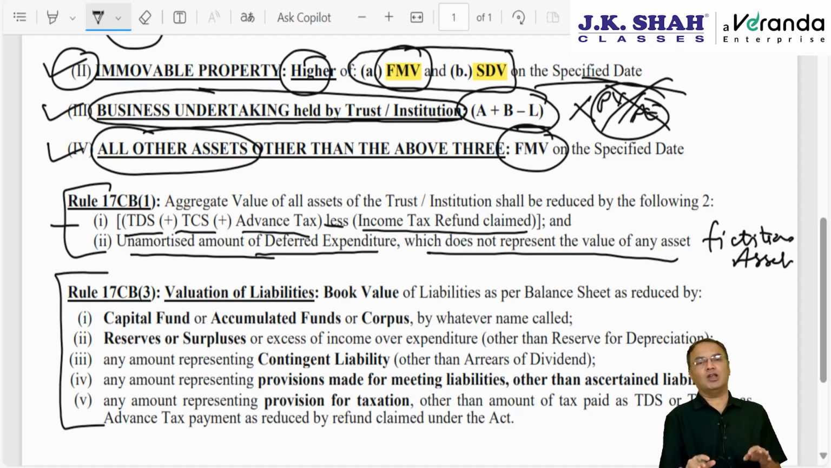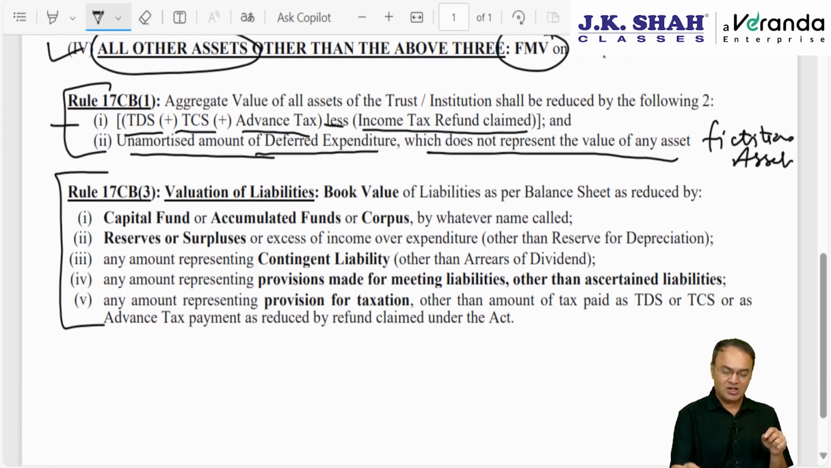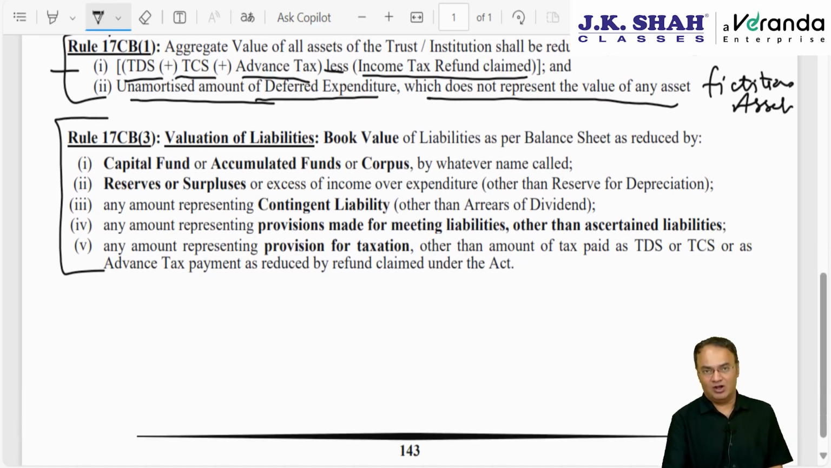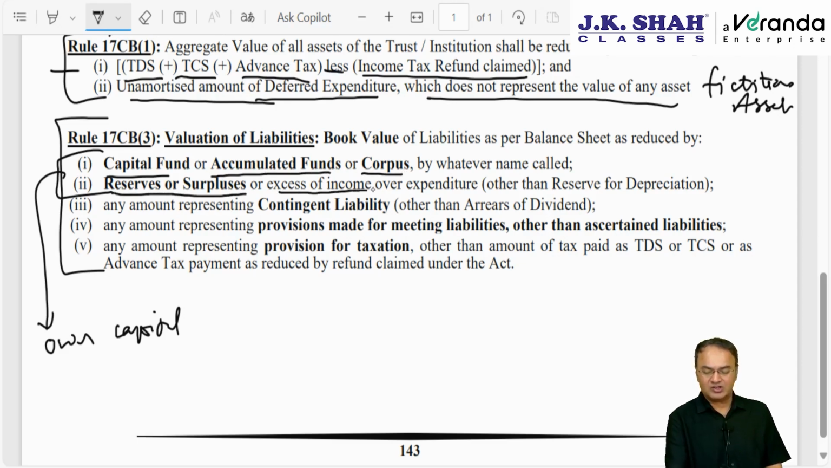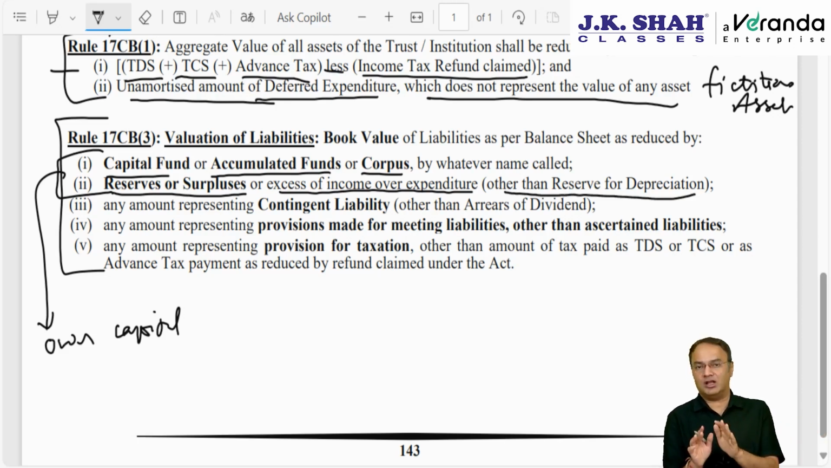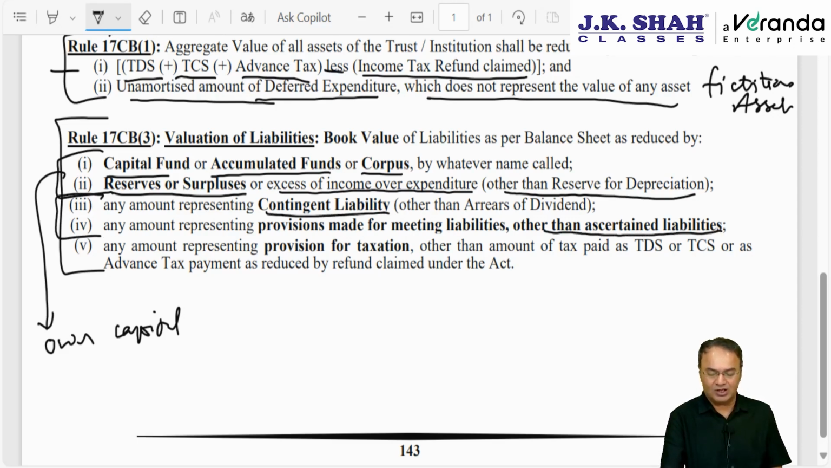Liability shall be as per book value, but shall not include the following 5 liabilities. From the liability, subtract the following 5. First 2 are in the form of own capital, meaning thereby capital fund or accumulated fund or corpus fund, by whatever name you call it. Second is reserves and surplus or excess of income over expenditure over a period of so many years, other than reserve for depreciation. These are own funds, though appearing on the liability side, they are not liability towards a third party, therefore don't subtract. Next 2 are contingent liabilities or unascertained liabilities.